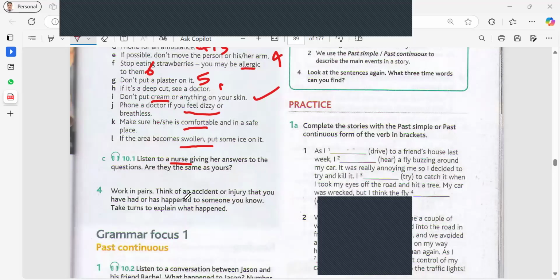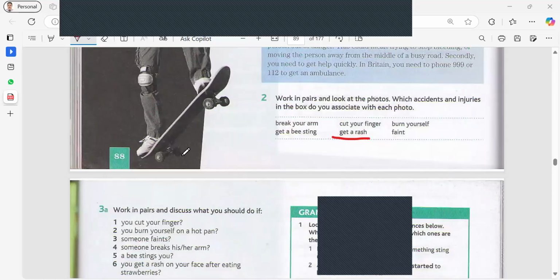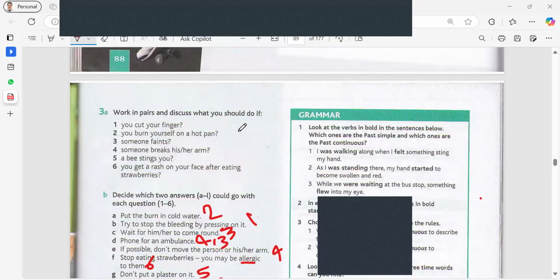So now you should know how to give first aid in these 6 different situations. What about you? Have you ever had something like that? And what did you do? And has anyone helped you, you or your friends? Any one of those? Yes, a friend.